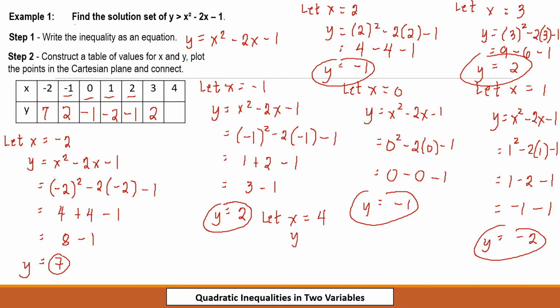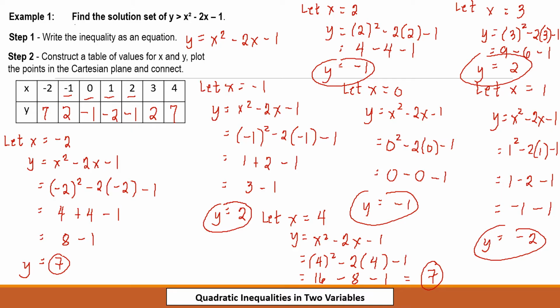Again, using the equation y is equal to x squared minus 2x minus 1, substitute 4 to x. So we have 4 squared minus 2 times 4 minus 1. So we have 16 minus 8 minus 1. That will give us 16 minus 8 is 8, minus 1, 7. So when x is equal to 4, y is equal to 7.